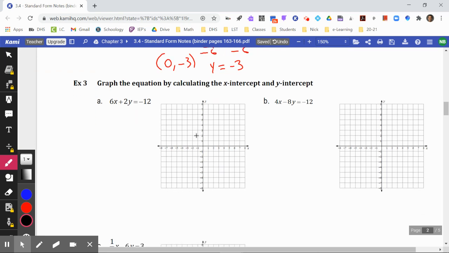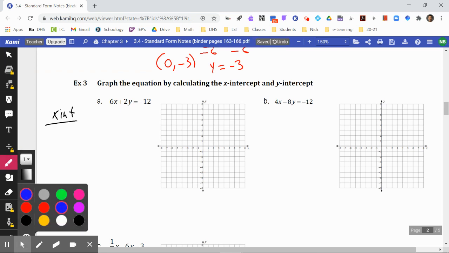So example 3, right, we're going to graph our equation A here of 6x plus 2y is equal to negative 12. Right? Again, it's in standard form, right? My a value is positive. There's no fractions. So now I'm going to go ahead and find my x and y intercepts. All right, so again, to find my x-intercept, I'm going to plug in 0 for y. So I'm going to get 6x plus 2 times 0 is equal to negative 12.